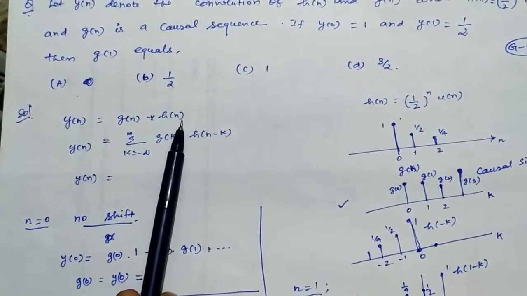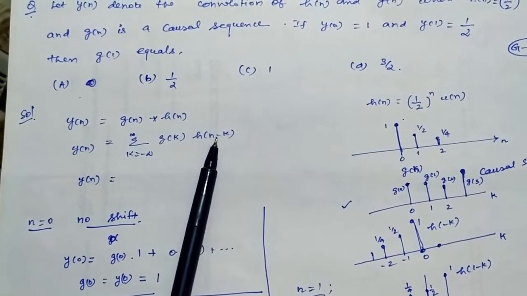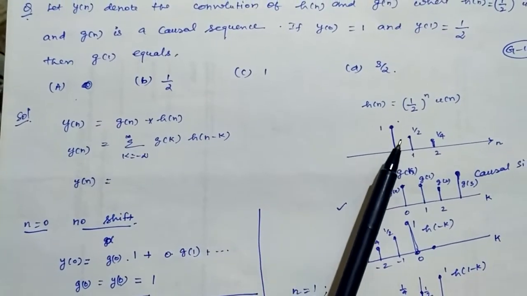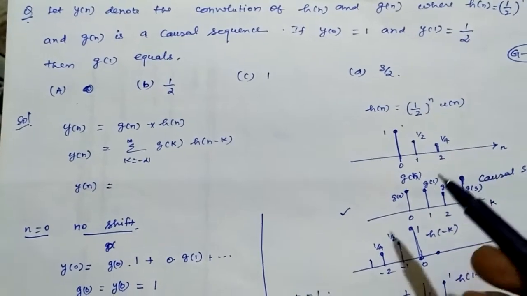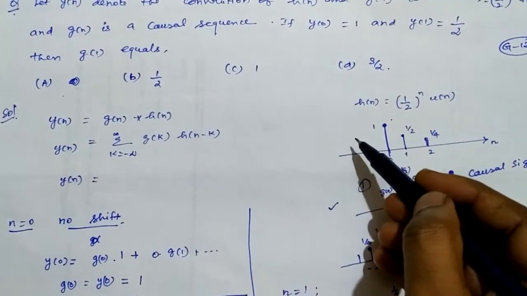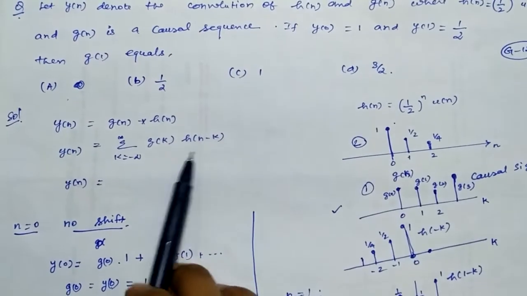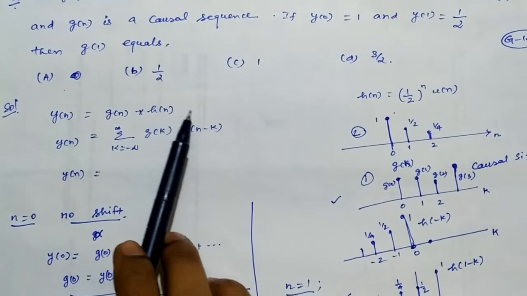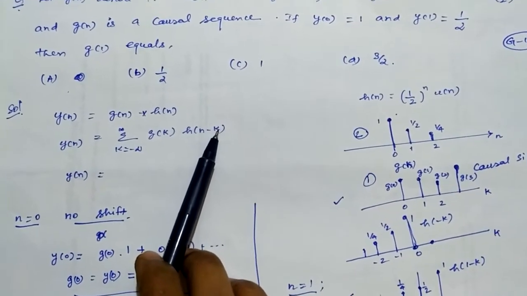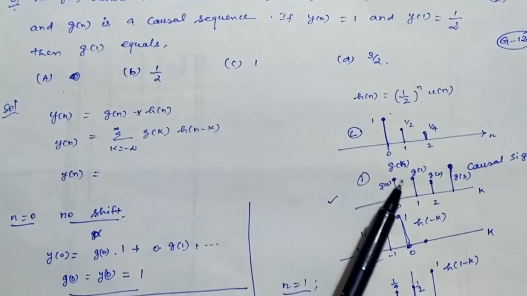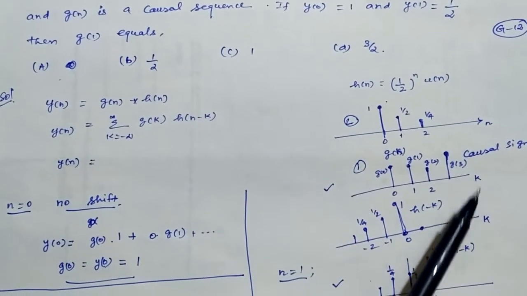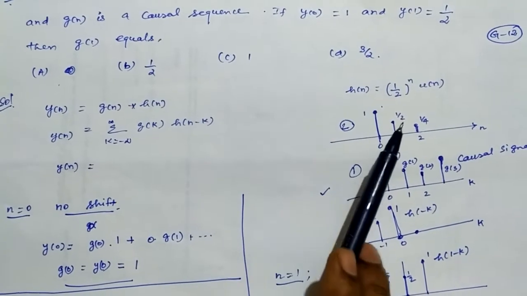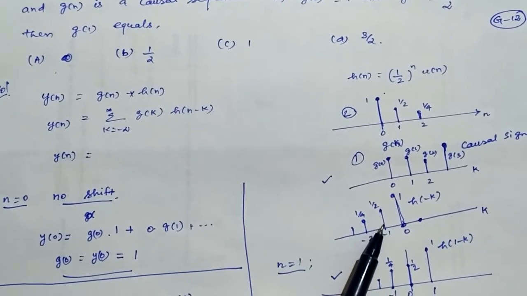The second signal is folded. This is the first signal, the first sequence, and this is the second sequence. After changing the variable from n to k, we fold the second signal. So it is folded like this.